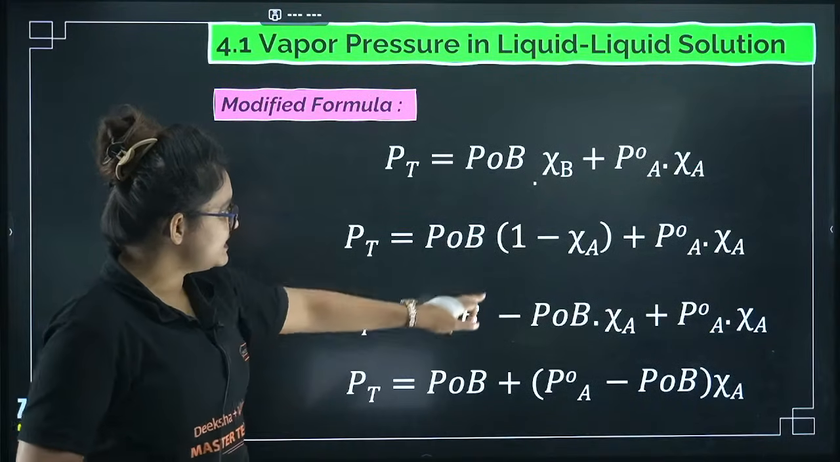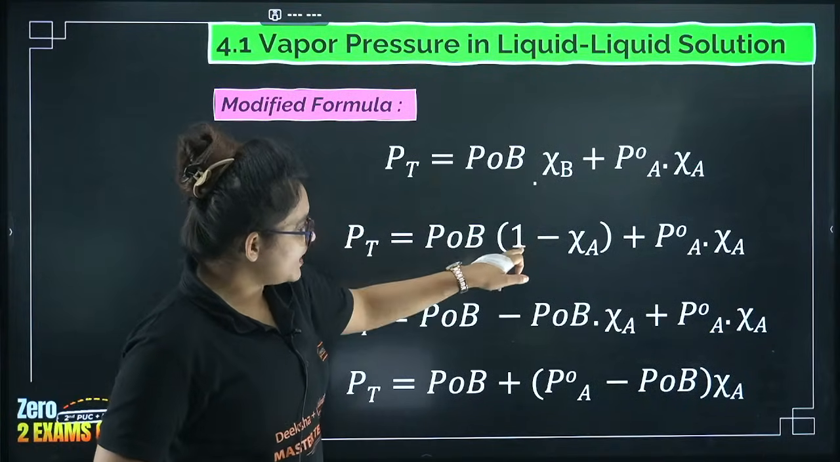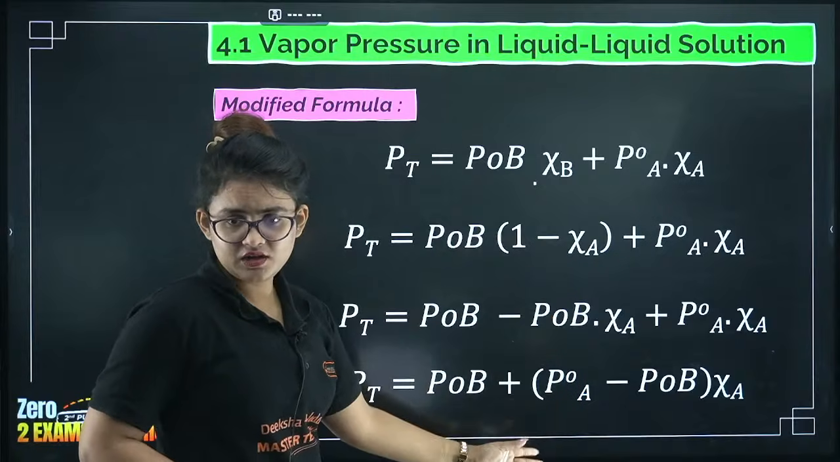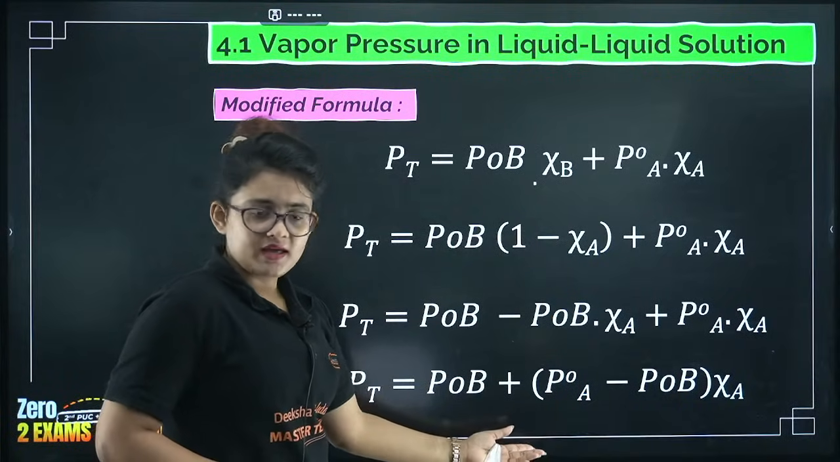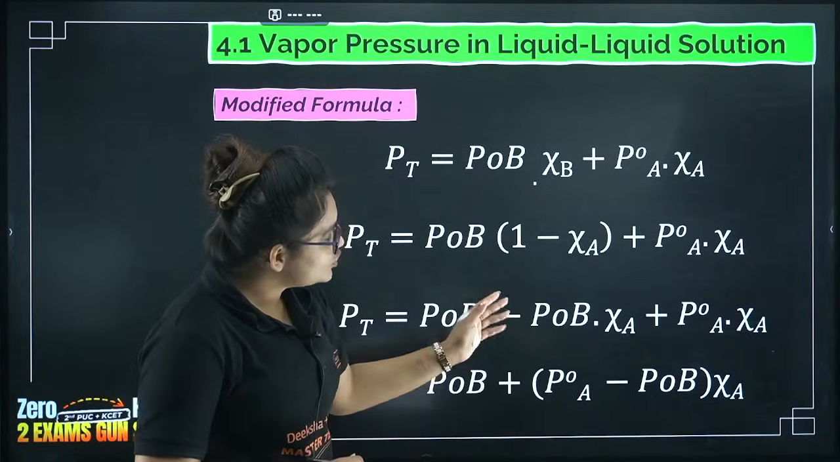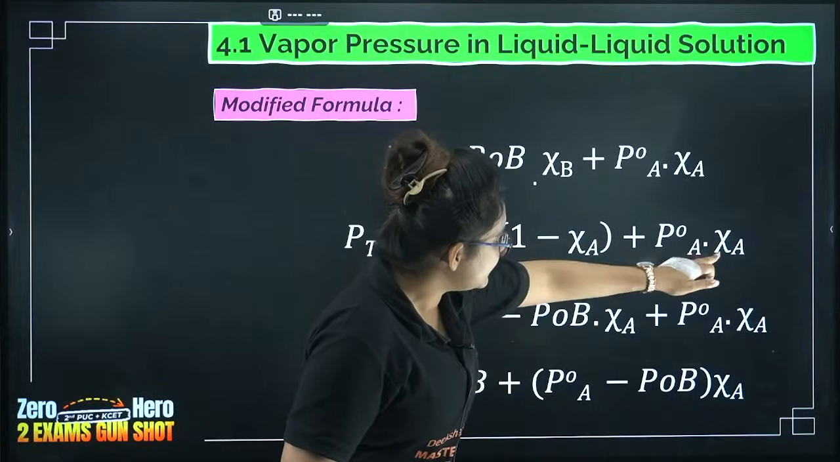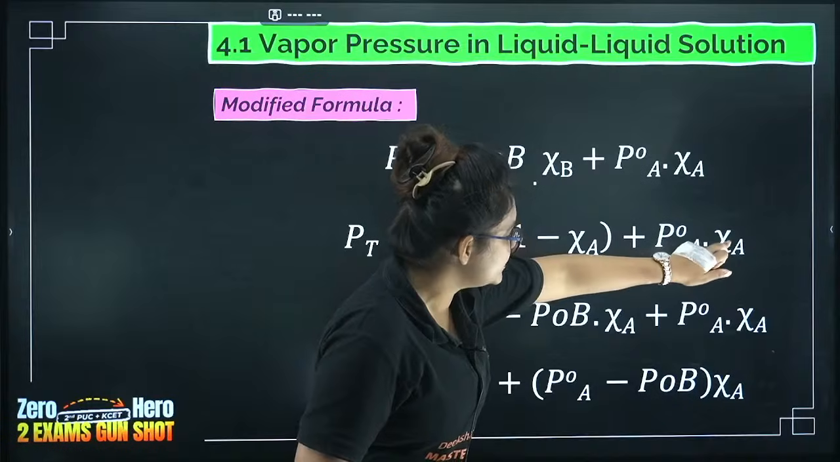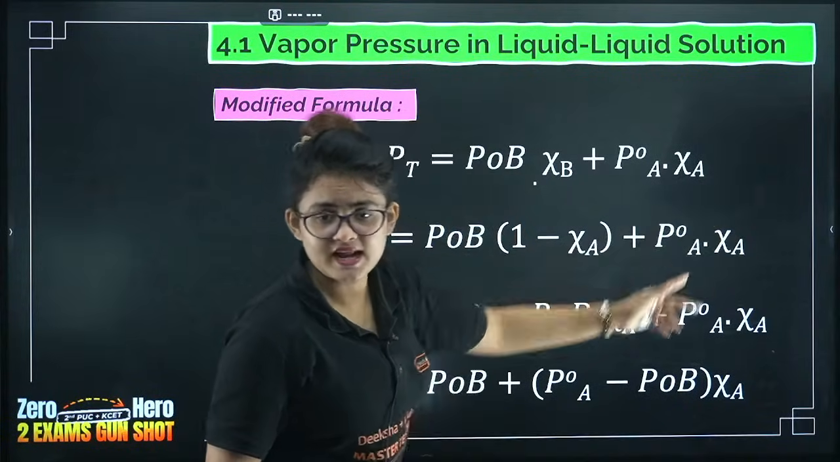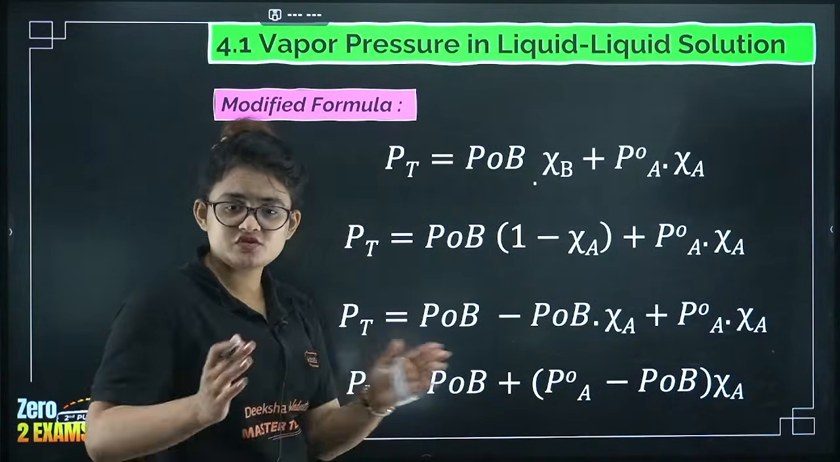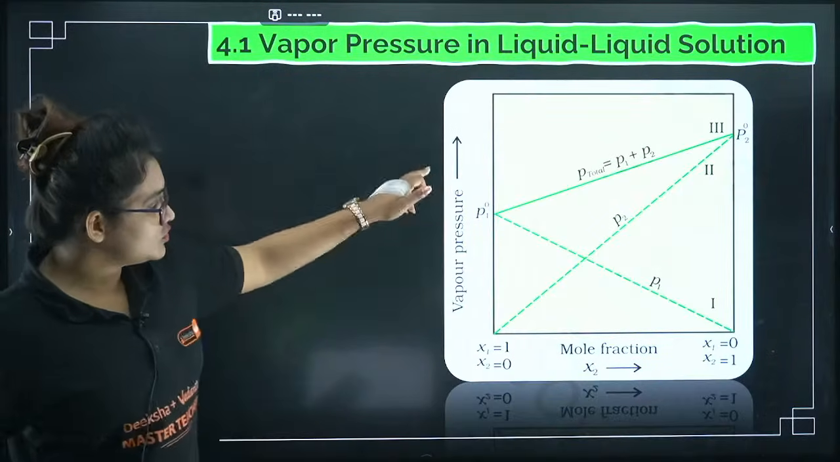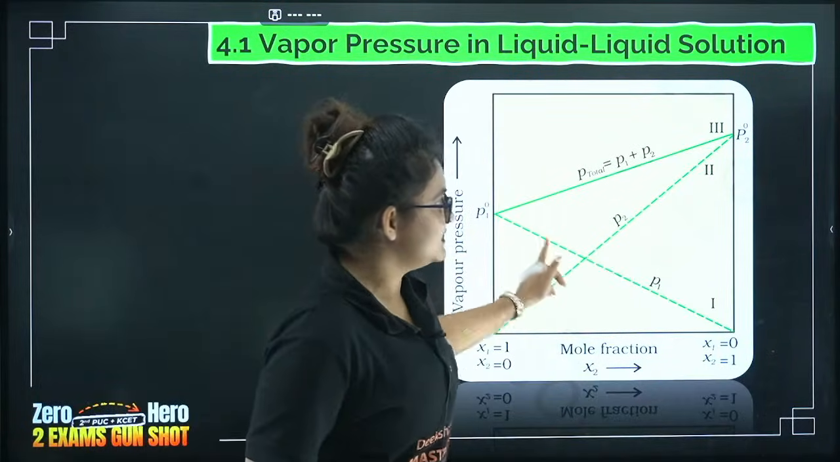In case of XB, you can write 1 minus XA and you get this equation. Now if you do the same thing but keep XB and replace XA with 1 minus XB, you will get another equation. Two straight lines. Now combine these two straight lines and you will get this.